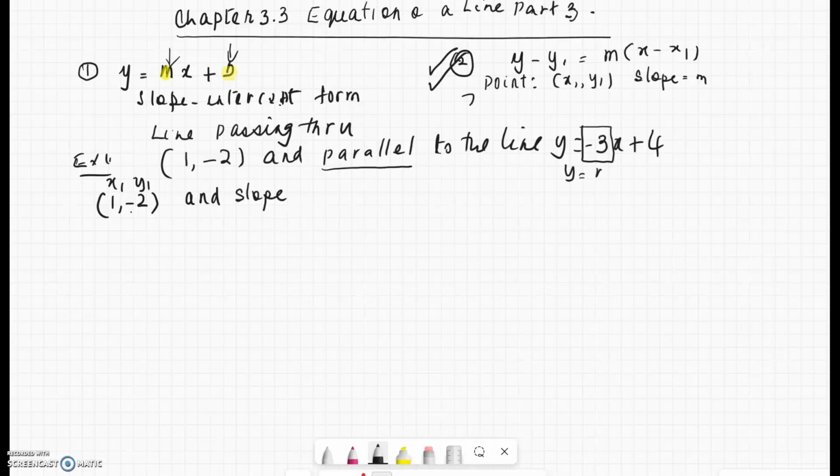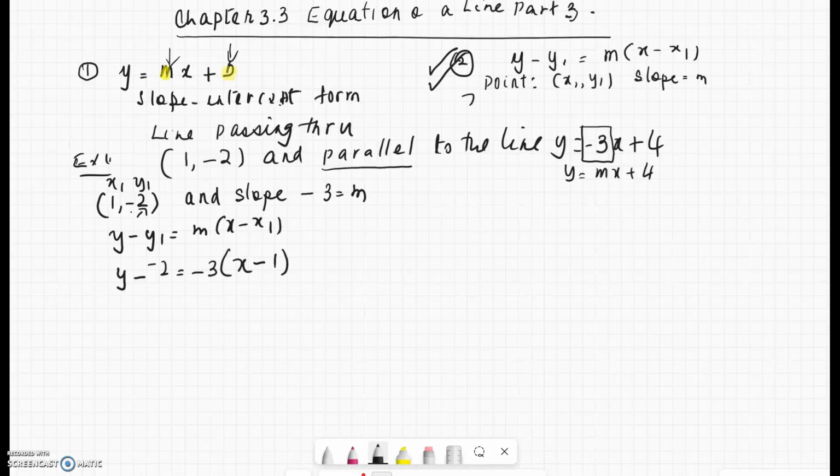This is in the form y equals mx plus b. So the slope is negative 3. Now all you have to do is put it in the point slope form. Y minus y1 equals m times x minus x1. So y minus y1 is -2 equals m, which is -3 times x minus x1. So y plus 2 equals -3 times x minus 1.